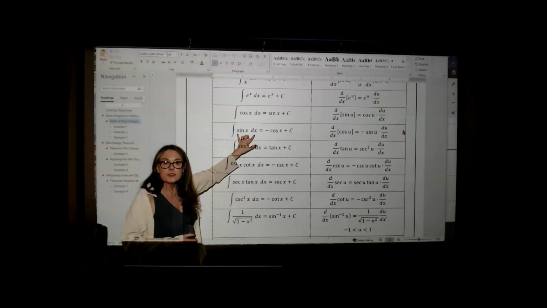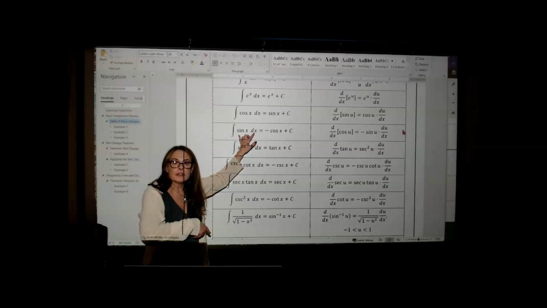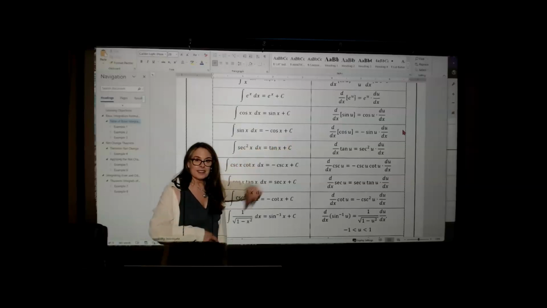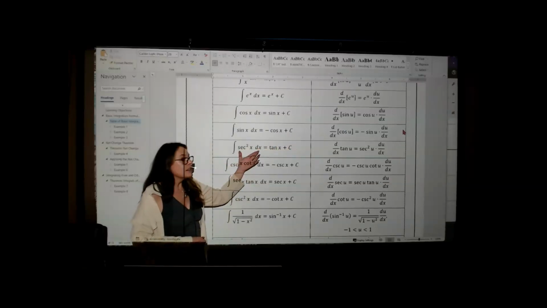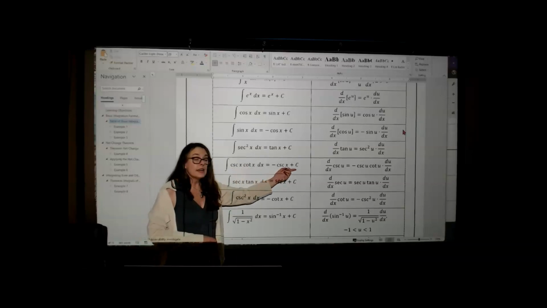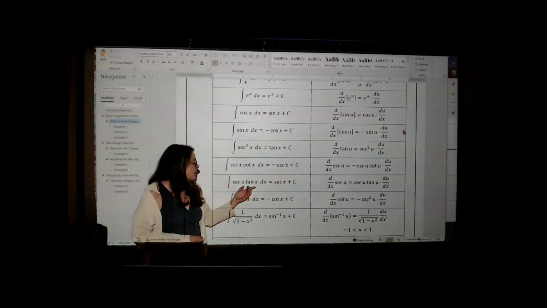When we look at the integral of sine, it can be a little confusing, but remember we're looking for the function whose derivative is sine, and that would be negative cosine plus the constant of integration. The integral of secant squared of x dx is tangent of x. Integral of cosecant x cotangent x dx is negative cosecant of x plus the constant of integration.